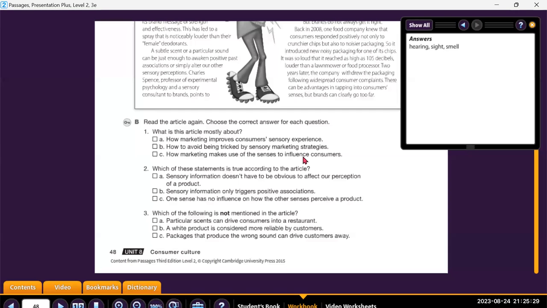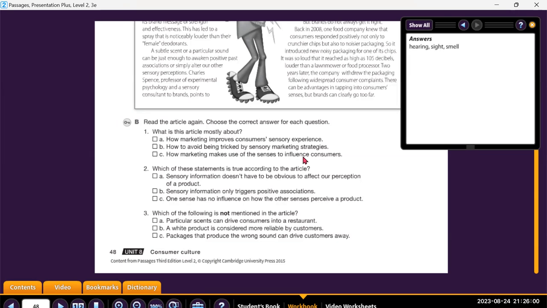Number two, which of these statements is true according to the article? Letter A, sensory information doesn't have to be obvious to affect our perception of a product. Letter B, sensory information only triggers positive association. Letter C, one sense has to influence how other senses perceive a product.